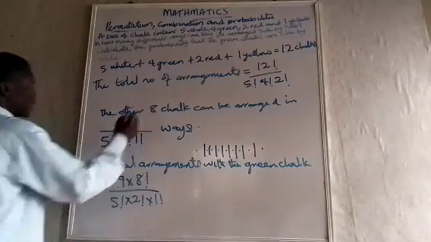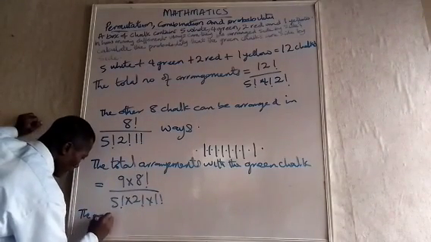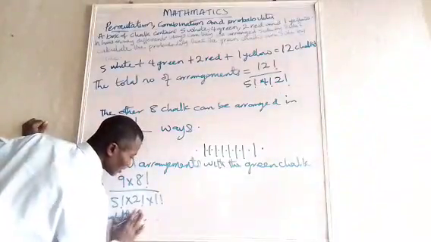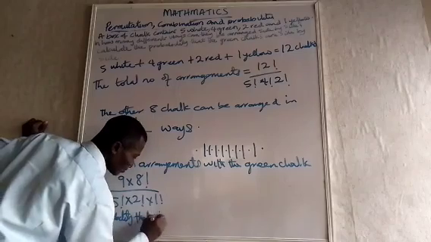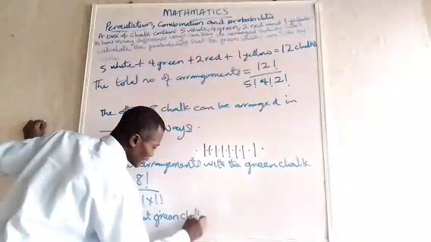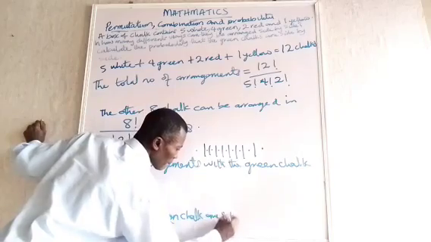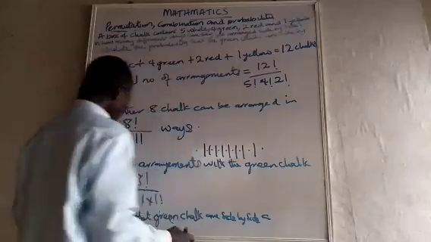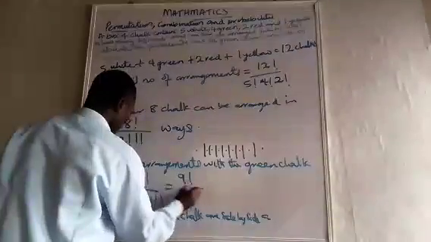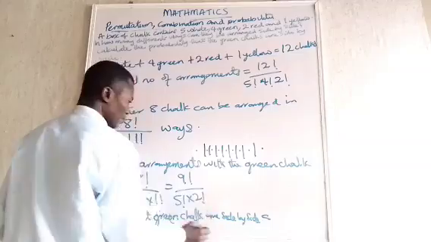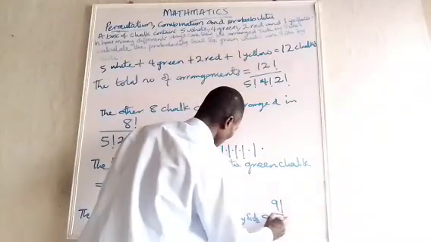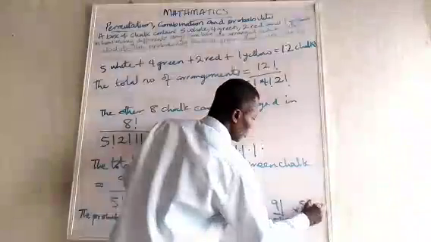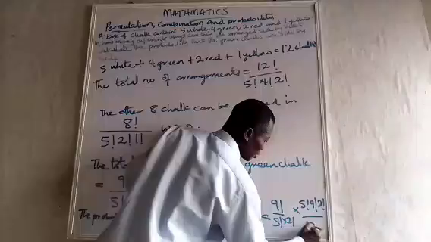So we can now say that the probability with all the green chalks are side by side is equal to this one divided by that one. So if you look at this one is giving us 9 factorial over 5 factorial times 2 factorial. So that will give us 9 factorial over 5 factorial times 2 factorial multiplied by 5 factorial, 4 factorial, 2 factorial over 12 factorial.